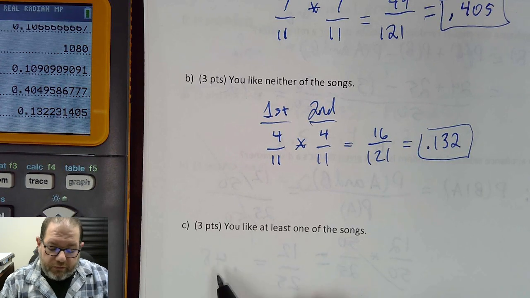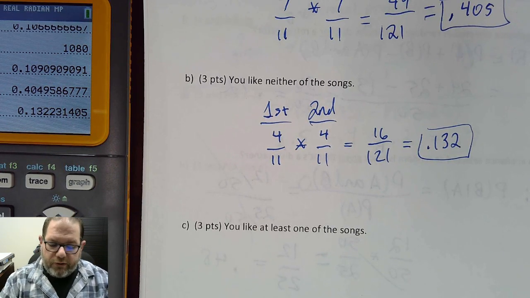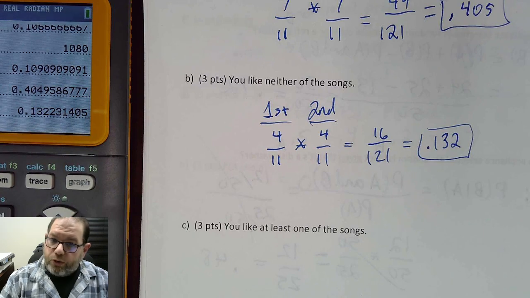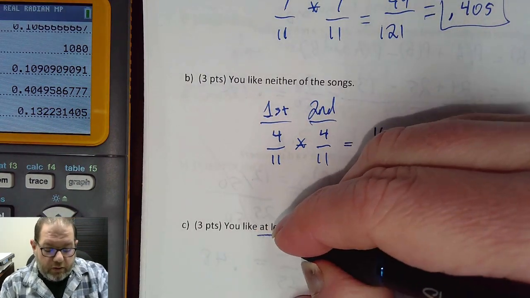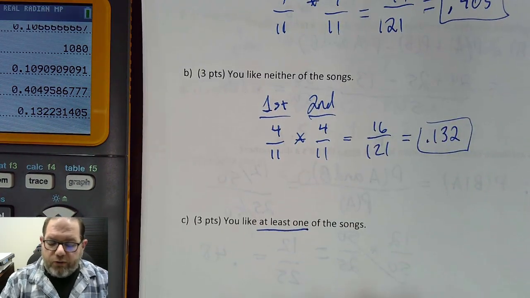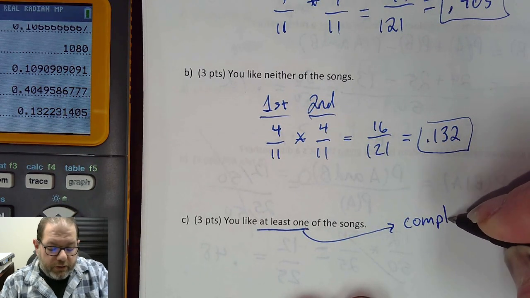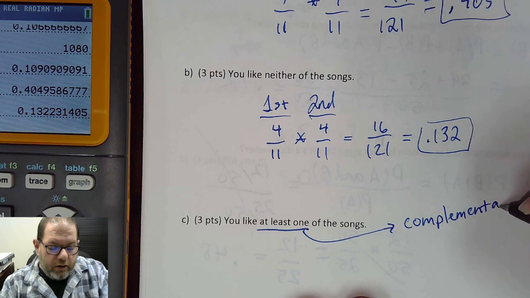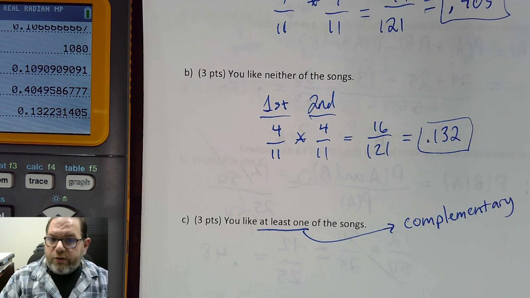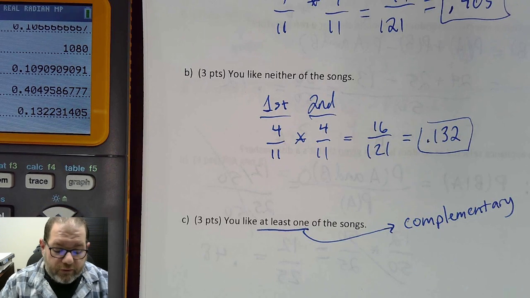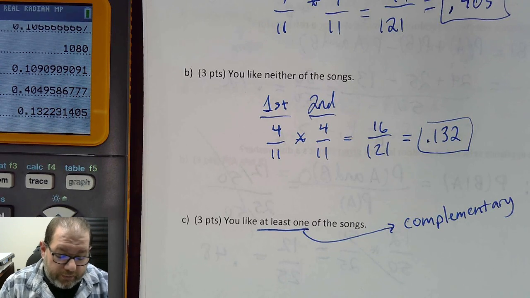so part C now, this changes things up a bit from either of the previous parts of these 2 problems, which is now what is the probability we like at least one of the songs. Well, when we see at least one, this tells us that this is going to be complementary probability, which we haven't really seen anywhere else on this review to this point. And this may be the only time it shows up. I don't remember. It actually shows up again on problem 9. We'll get to that in a second.